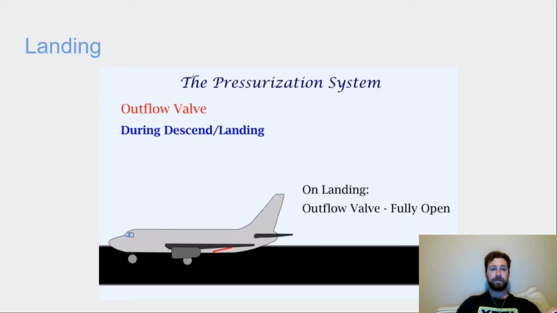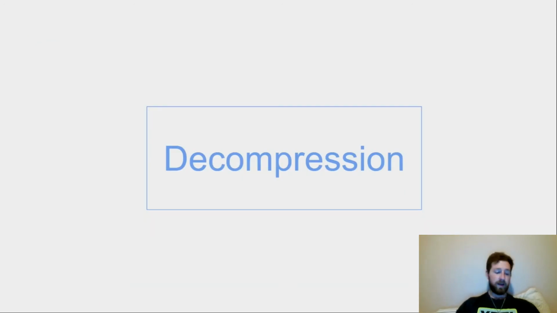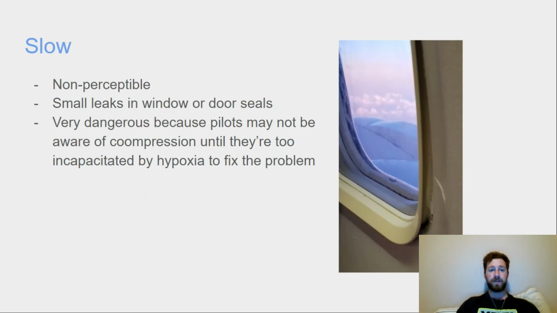And then as we come into land, during the descent, it'll close so the pressure inside increases, and then on the ground, it'll open again to allow the pressure to equalize. So now we can talk about decompression. There are three types of decompression.